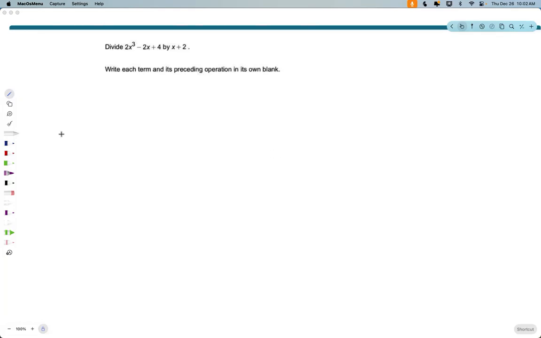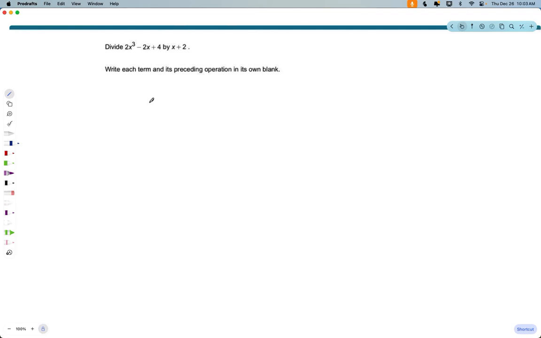All right, here are some more problems that we have for Algebra 2. So we're going to divide 2x cubed minus 2x plus 4 by x plus 2. We are going to have to fill in the blank for a missing value here because we have to have the exponent for whatever the highest x exponent is. We have to have a term for each exponent between that one and 0.